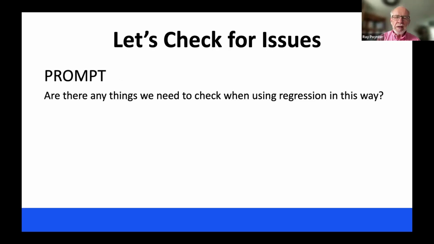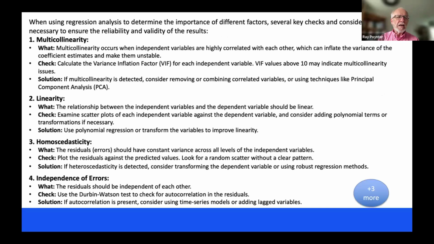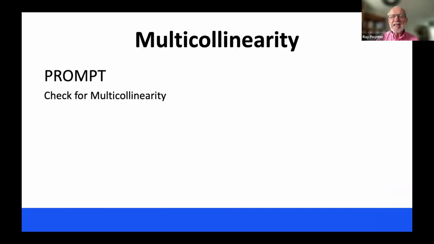However, I would have liked ChatGPT, if I was a really novice user, to have said, you better check that regression is appropriate for this analysis. So I'm now asking ChatGPT, are there any things we need to check when using regression in this way? And it comes up with a whole bunch of things. In fact, it comes up with 7 things we need to check. Independence of errors, linearity, etc., but multicollinearity. So I ask it to check for multicollinearity.